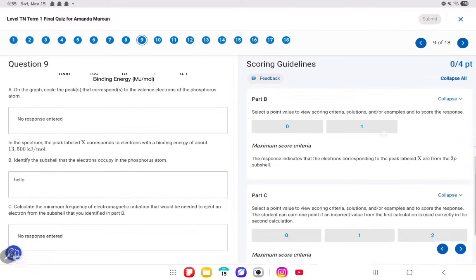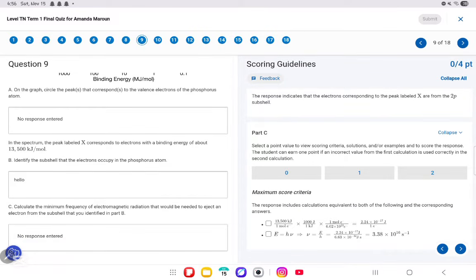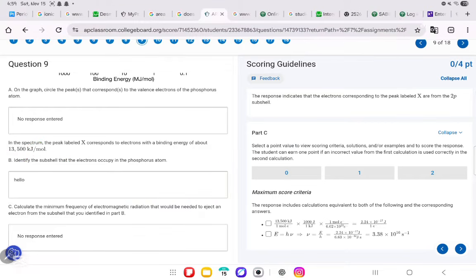Now in part C, what are they saying? Calculate the minimum frequency of electromagnetic radiation that would be needed to eject an electron from the subshell that you identified in part B. Now, they told us already they have the energy E. We should have Planck's constant memorized. It's 6.62, but they used 6.63 times 10 to the power of minus 34. Actually, I missed something very important. This is the energy per mole. They want the energy to eject a single electron.